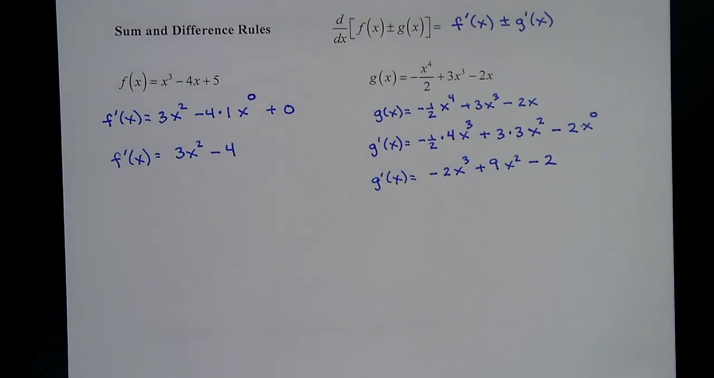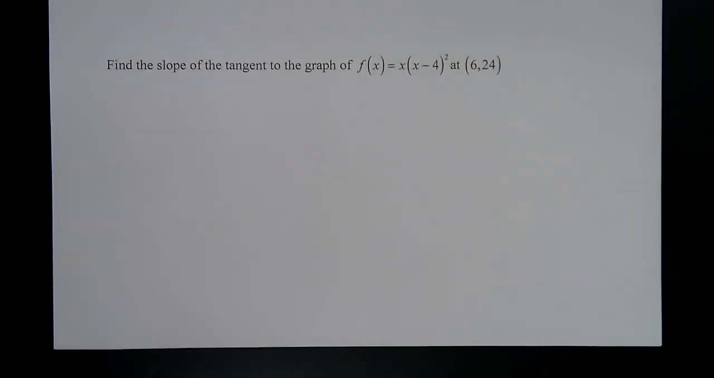All right, let's go to this next problem. On this problem, we want to find the slope of the tangent to the graph of f of x equals x times the quantity x minus 4 squared at the point (6, 24). So let me make this really clear to you. They're just asking for the slope, not the equation of the tangent.